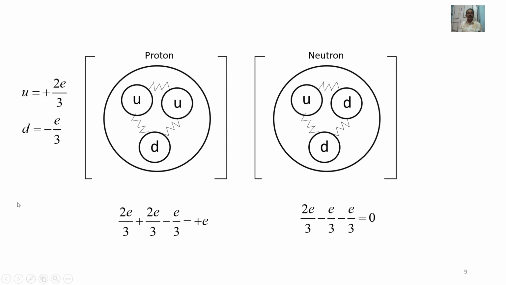So this is the pictorial representation of the subatomic particles inside a proton and a neutron. We have two up quarks and one down quark in a proton. Put together, that gives us 2e by 3 plus 2e by 3 minus e by 3, which gives us plus e. Whereas in a neutron, we have one up quark and two down quarks. Adding these, 2e divided by 3 minus e by 3 minus e by 3 gives us 0. So it's a chargeless particle.